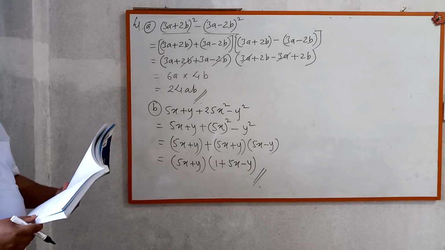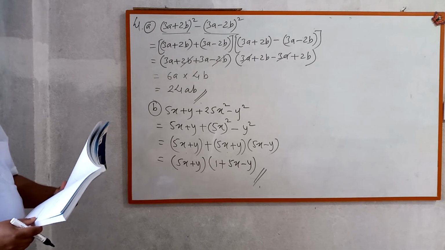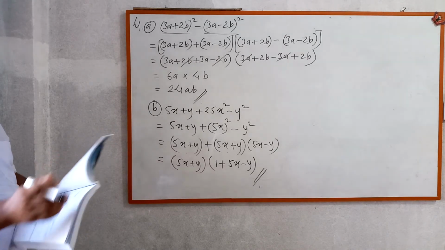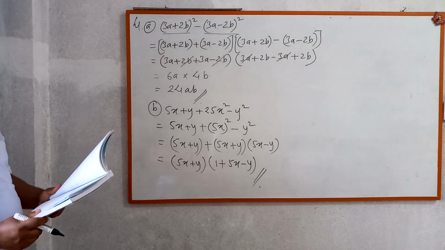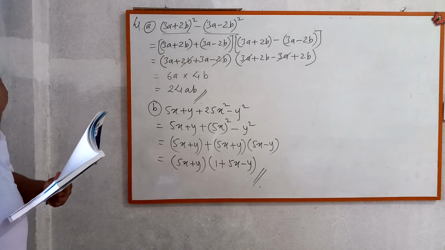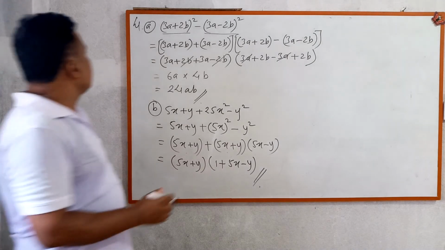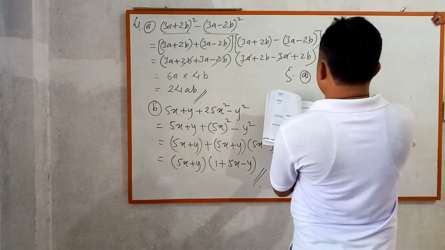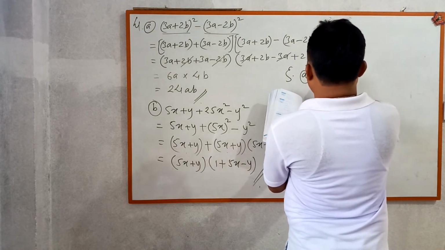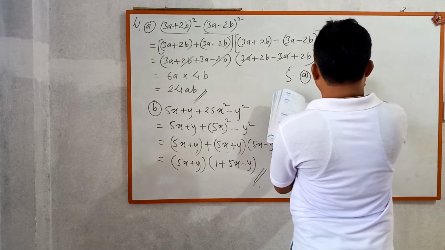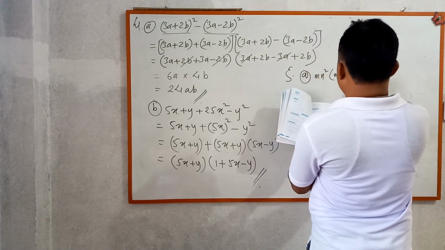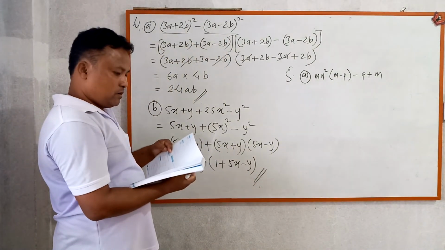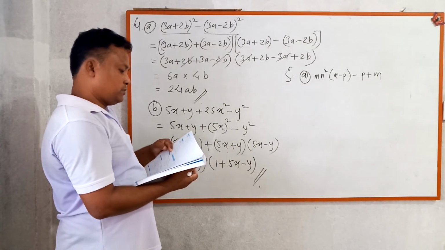Five number. Five number also is similar, you can do it. Look at five number, the first one: 5a. m n square (m minus p) minus p plus m. Okay.